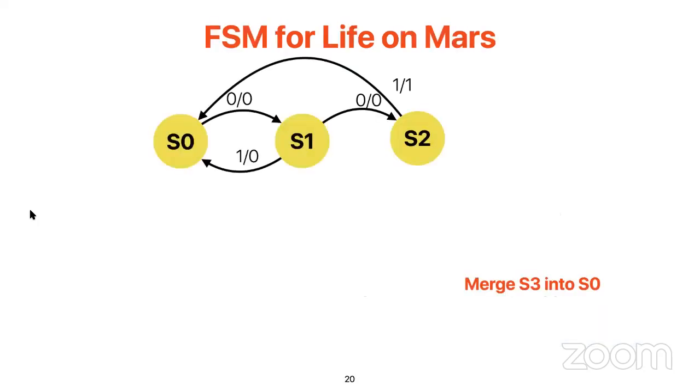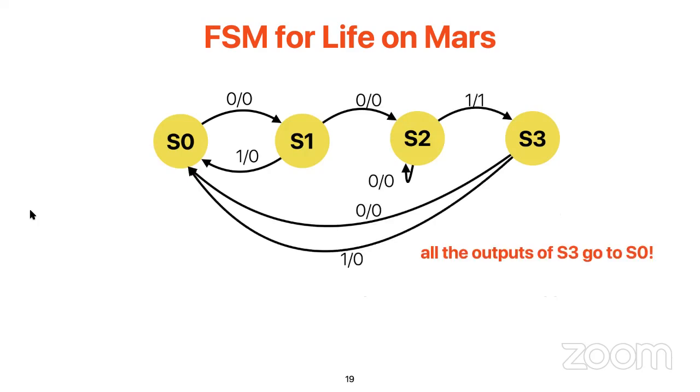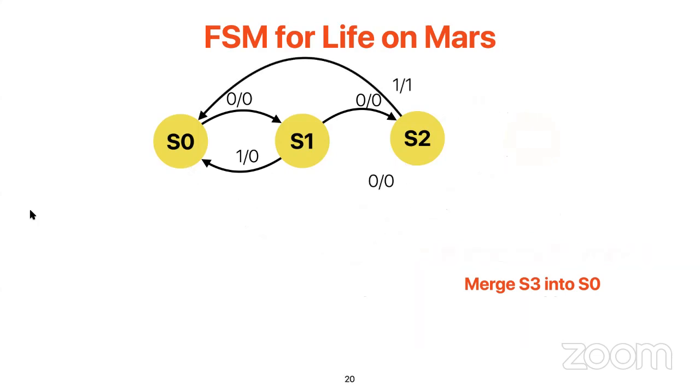Oops, I think my animation again made it wrong. So we draw a state machine like this, and then we know there are 2 states that are essentially the same, so we merge them like this. So that's how we get the final answer.